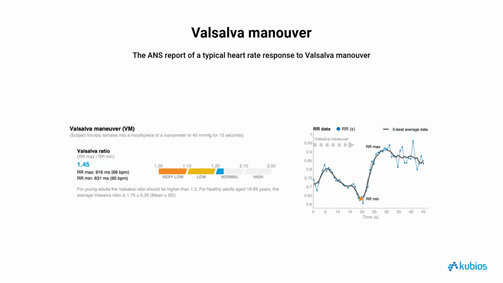In Kubios HRV software, the Valsalva ratio is presented using a 4-zone model, which is based on reference values for healthy adults. The zones are very low, low, normal, and high. A Valsalva ratio within the very low zone is considered abnormally low for healthy adults across all age groups. Younger adults, specifically those under 40 years of age, are expected to exhibit Valsalva ratios within the normal or high zones.